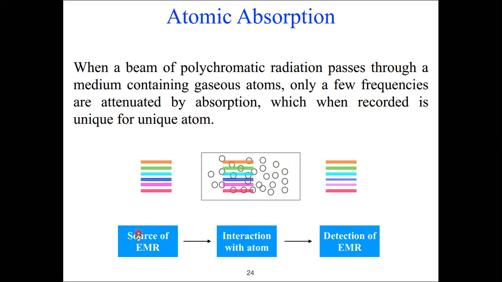So again, this is the flow diagram of the instrument. We have the source of electromagnetic radiation. Then there is the compartment where the interaction between the atoms and electromagnetic radiation occurs, and you detect the electromagnetic radiation that comes out of that compartment.